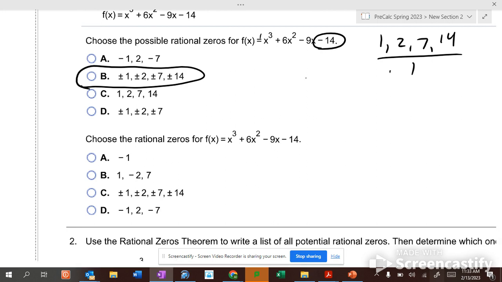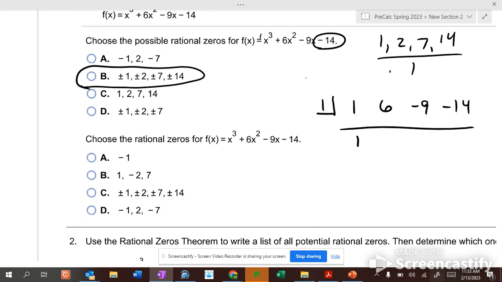Well, then we do synthetic division. So we try a 1 first, because you basically always try 1 first. So 1 gives us 1, 7, 7, negative 2, negative 2. That didn't work.